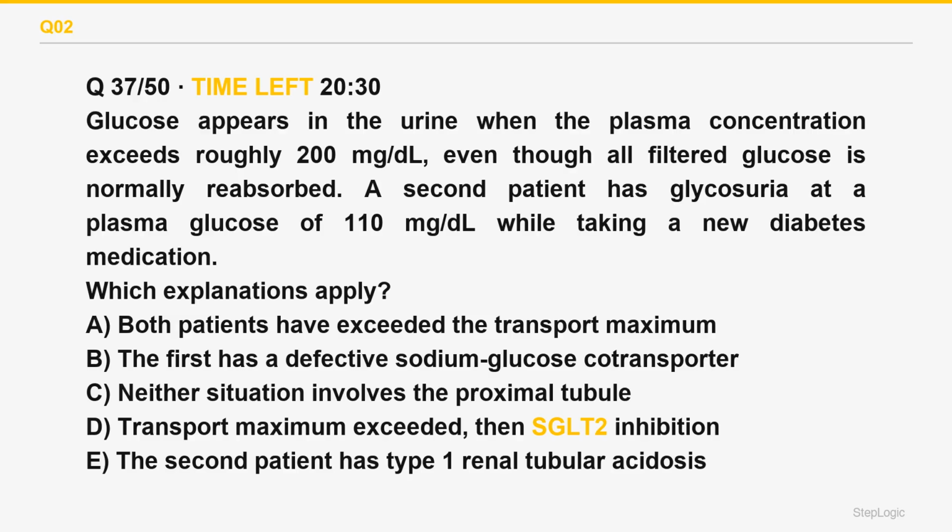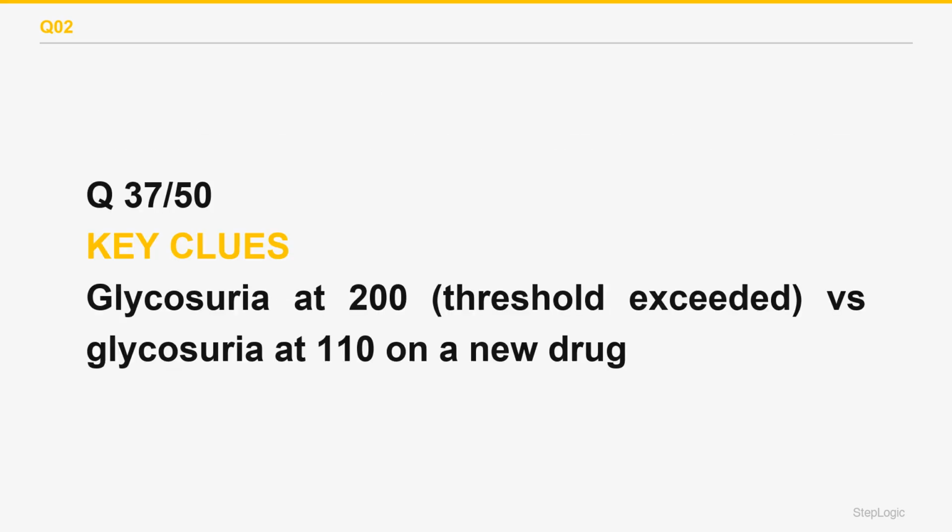Read the command. Which explanations apply? Glycosuria has two very different causes, and one of them is now deliberately induced by a drug class. Filtered glucose is reabsorbed in the proximal tubule by sodium glucose cotransporters, principally SGLT2. Because carrier numbers are finite, reabsorption has a transport maximum, below a plasma threshold near 200 milligrams per deciliter. All glucose is recovered, and above it, the excess spills into the urine. That is the first patient.